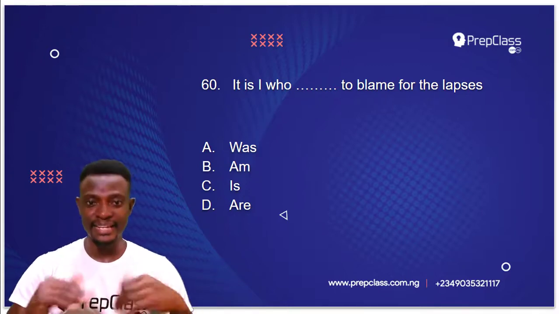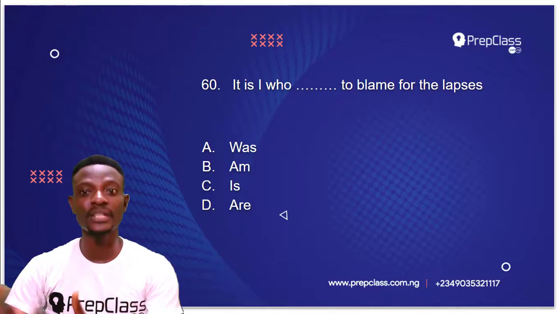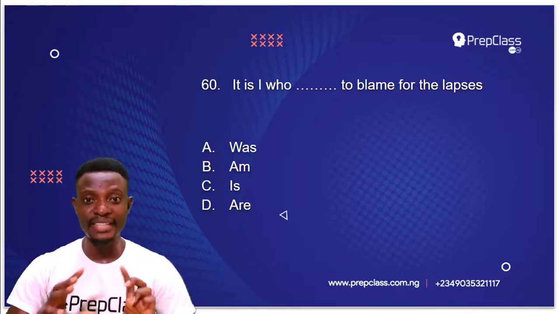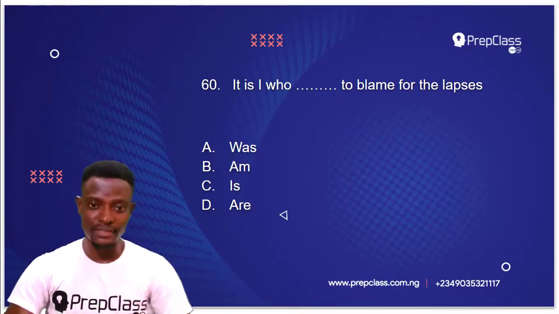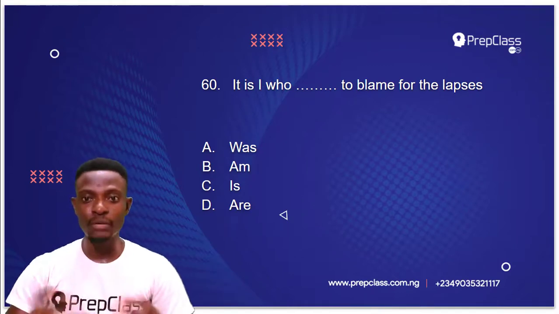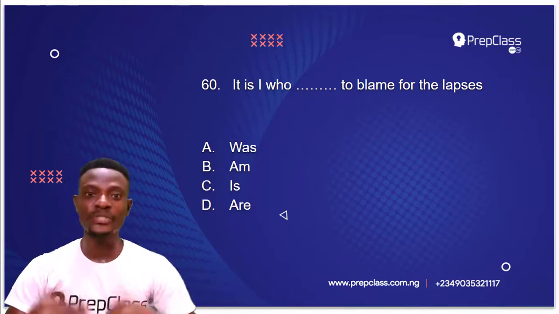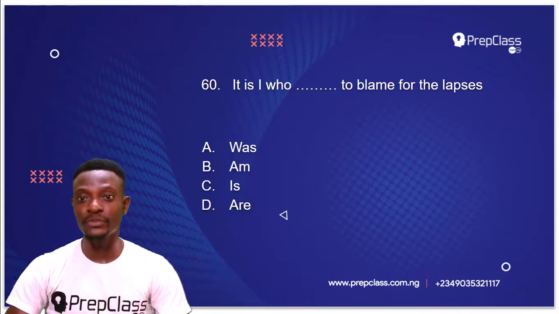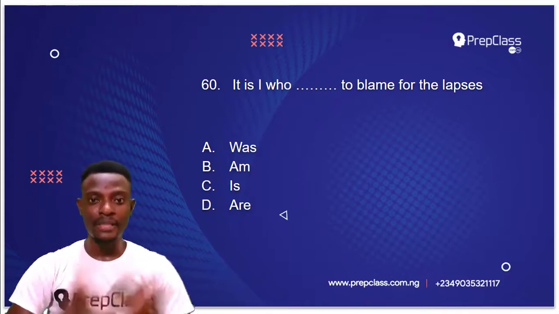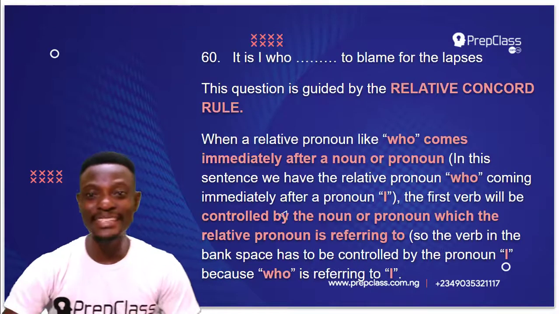Option A. It is I who was to blame for the lapses. Option B. It is I who am to blame for the lapses. Option C. It is I who is to blame for the lapses. Option D. It is I who are to blame for the lapses. So, which of these options best completes this sentence?